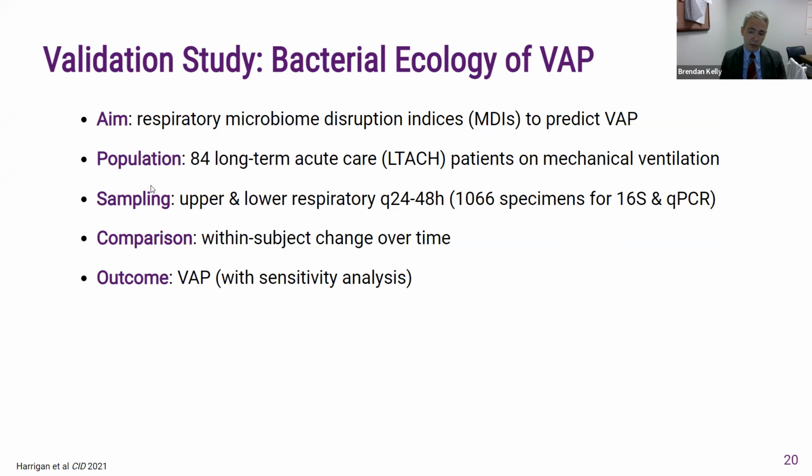And we actually enrolled 84 subjects, and across the 84 subjects, captured over 1,000 lower respiratory tract specimens. All of those specimens were sequenced by 16S. I'll tell you later, we did a little bit more workup as well, but initially the study was 16S ribosomal RNA sequencing, and we also did 16S quantitative PCR to quantify the total bacterial bioburden. Our interest, again, was looking at within-subject change over time and also VAP, and we wanted to look at different clinical definitions of VAP, again, because there's no clear gold standard for ventilator-associated pneumonia.